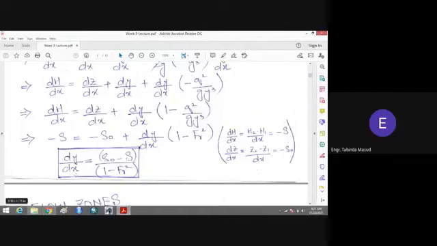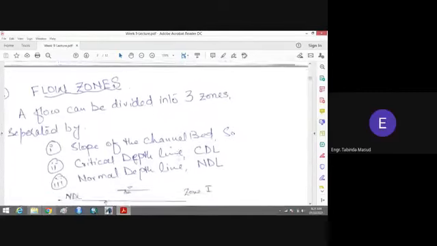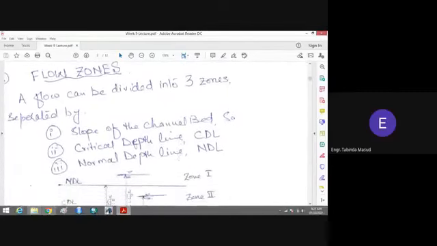What does flow profile mean? Flow profile means that you have to tell the depth of the flow, which we will discuss now, and then you will understand what the depth of the flow is at a particular distance. So you will be able to compute and draw the profile with the help of this equation. Then we will discuss the flow zones.